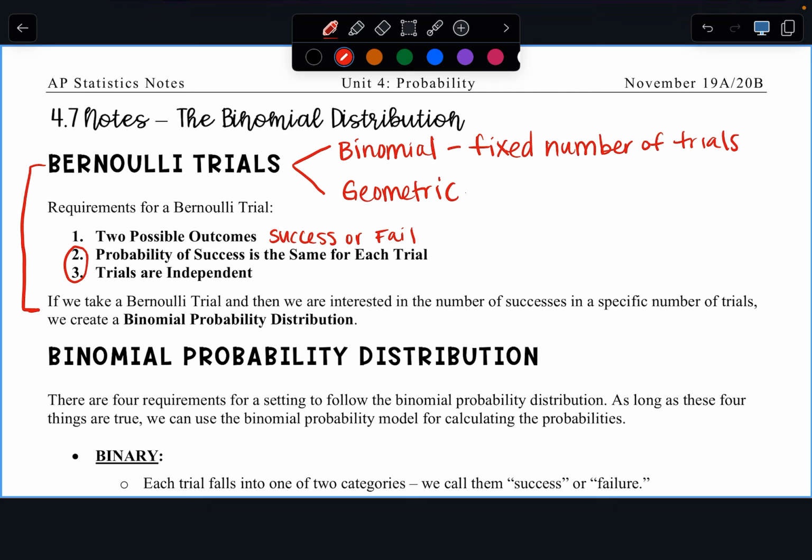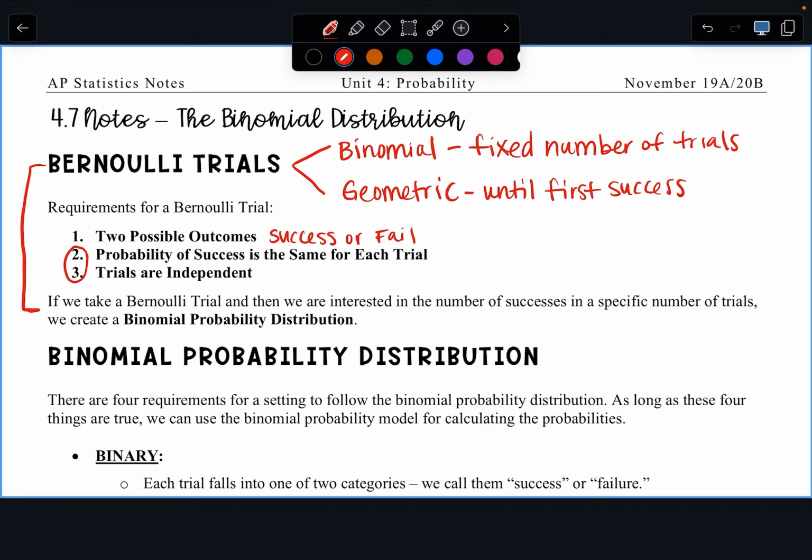The geometric distribution has all three of these qualities, but the fourth thing it's after is going until the first success. So questions like, what is the probability it takes kicking the soccer ball 10 times before you get a goal? That would be a geometric. We're not going to really mess with geometric today because that is going to be our last lesson of this unit when we come back from Thanksgiving break. But we're really going to focus on binomial.